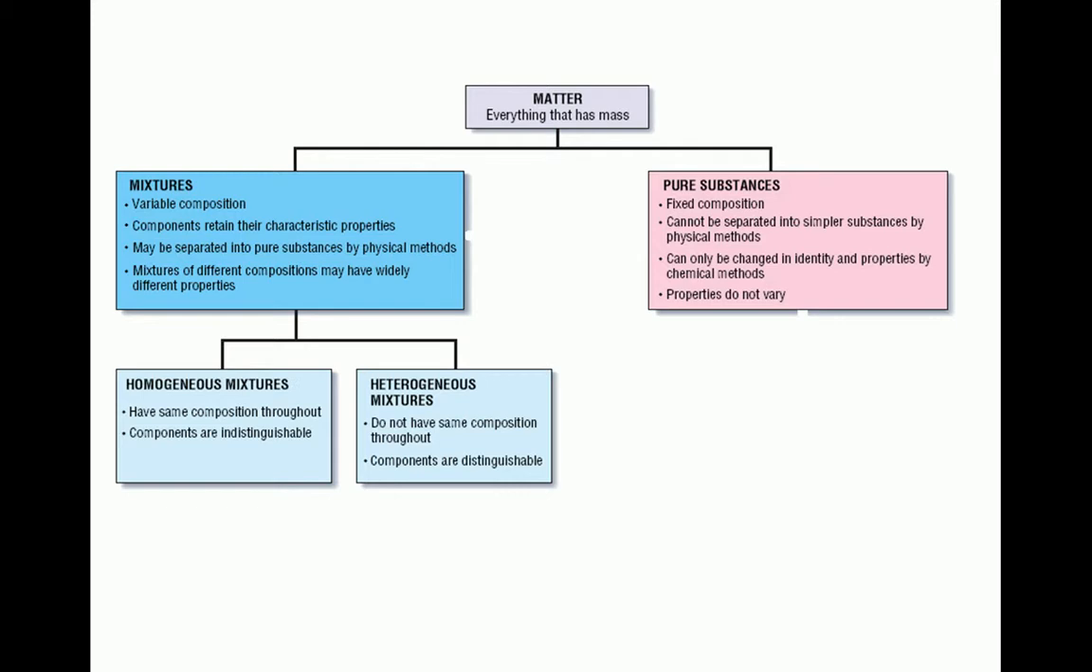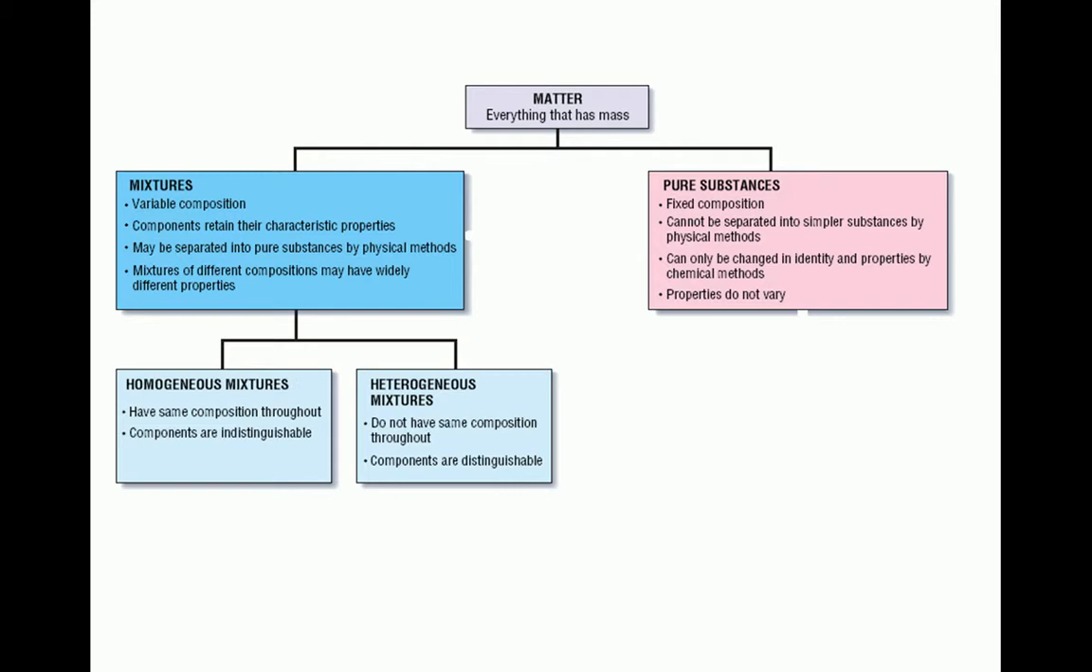Heterogeneous mixtures do not have the same composition throughout the entire mixture. A sample of one region may be different in composition to a sample of another region of the mixture. Sometimes heterogeneous mixtures involve substances that are in different phases. But the key characteristic of a heterogeneous mixture is that the components are certainly distinguishable. You can recognize different components in the mixture.